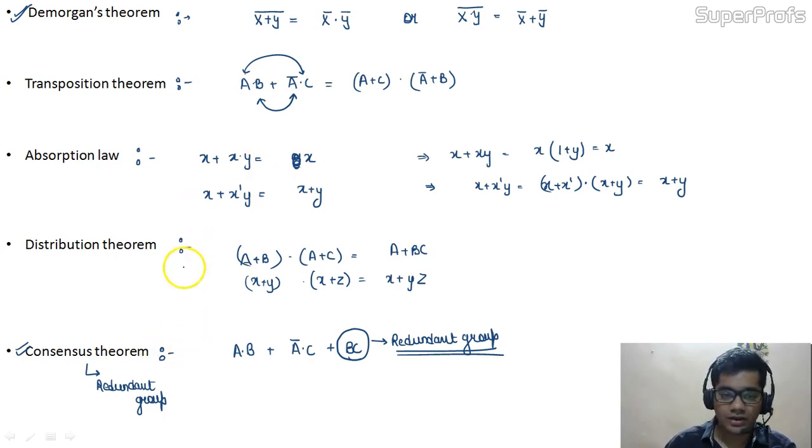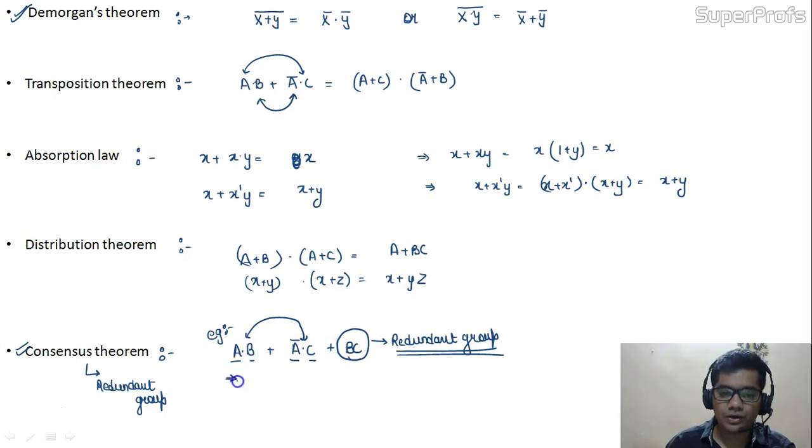So how are we going to find the redundant group? The method is very simple. Let us take an example. If there is a variable a and it is associated with another variable b, and its complement is associated with another variable c, then the association of the rest of the two variables, that is b and c, would be our redundant group.